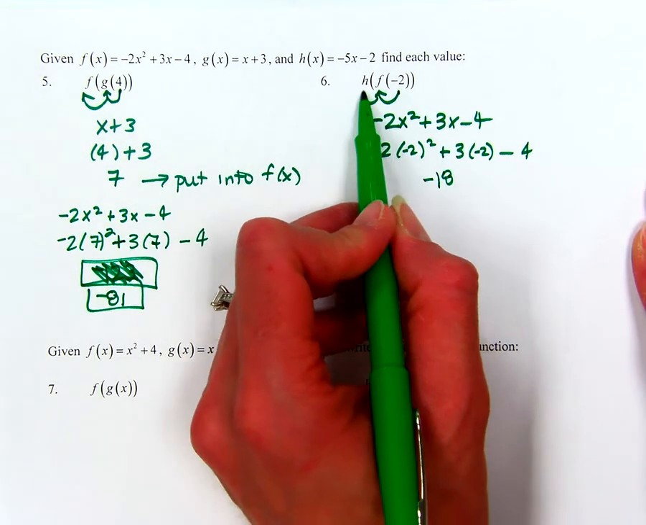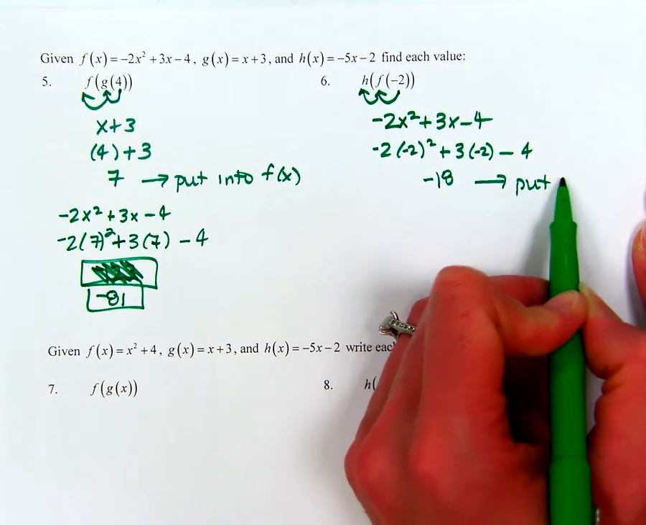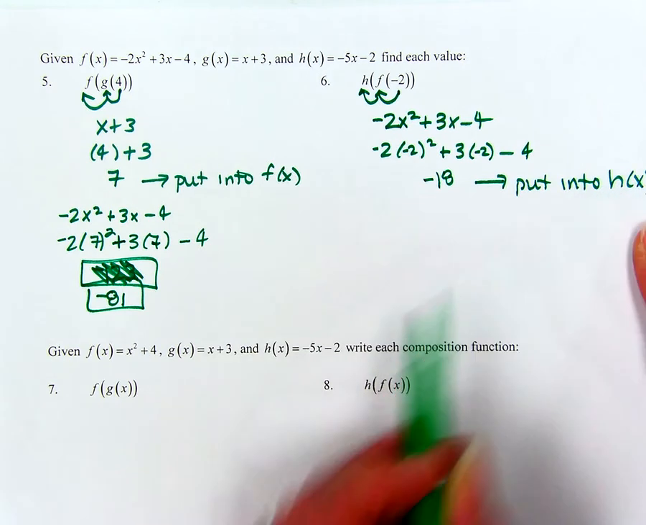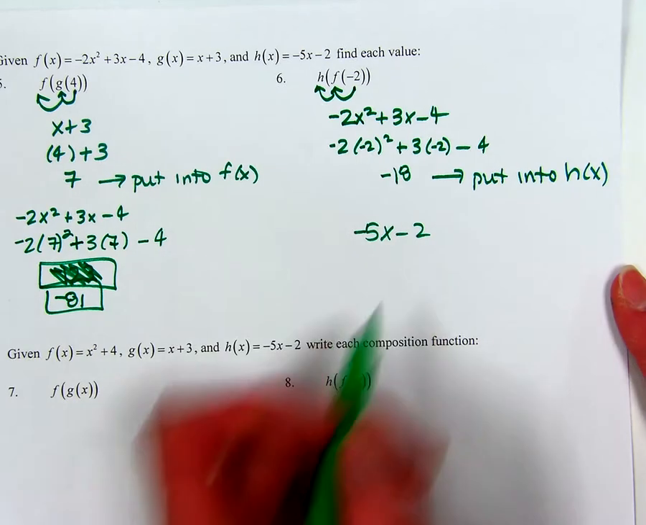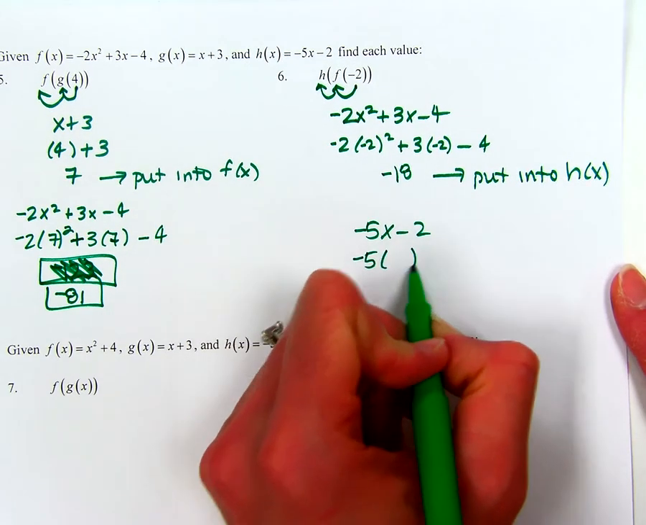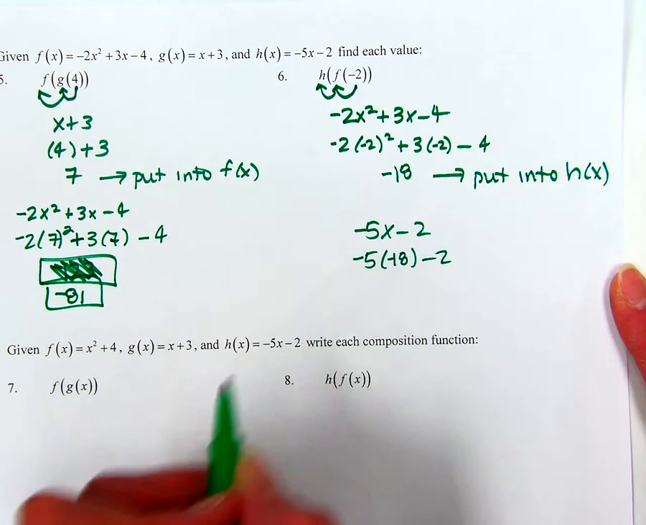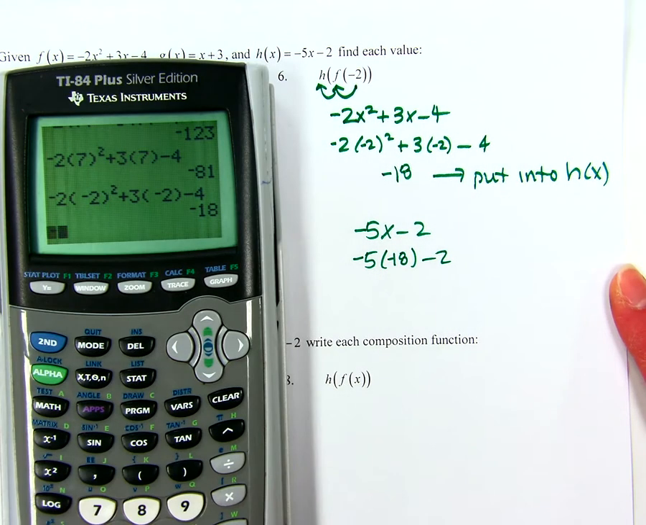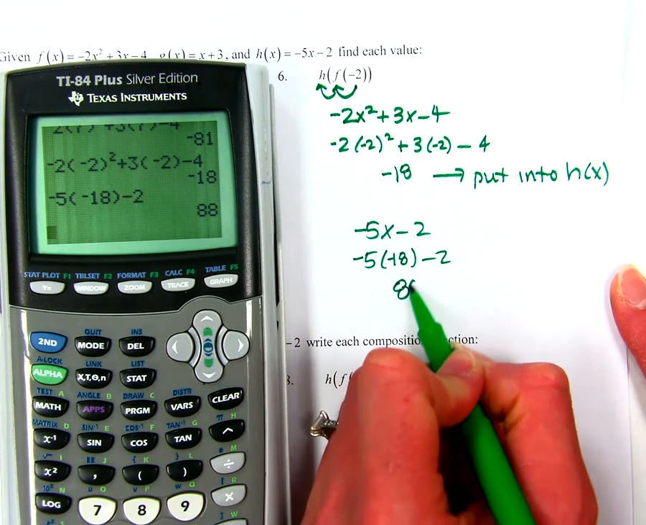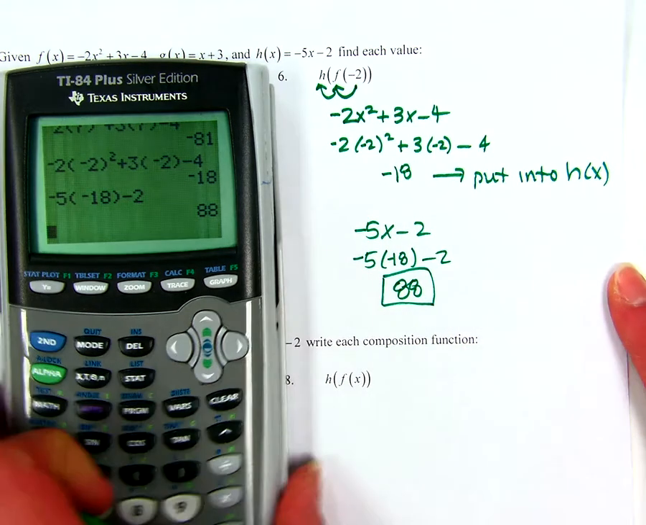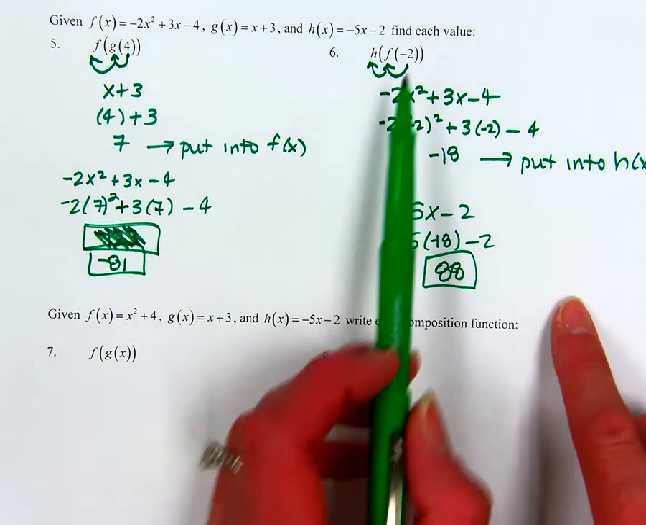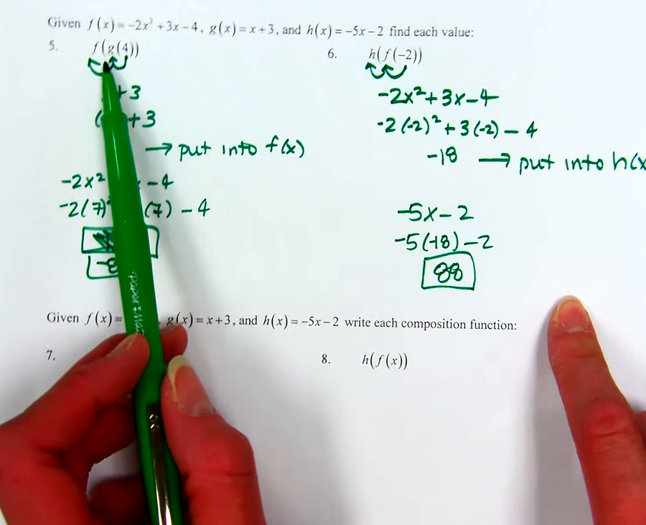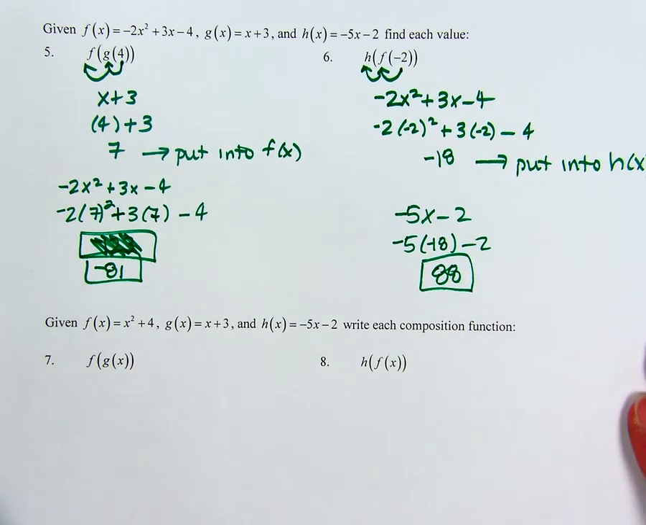Because now they want you to take that answer, put this into equation H. Okay, so equation H says negative 5x minus 2. We don't want to use x anymore. We want to replace it with negative 18. So negative 5 times negative 18 minus 2 gives me 88. Right, and pay attention to which equation you're using. Right? This one we only used H and F. This one used F and G.